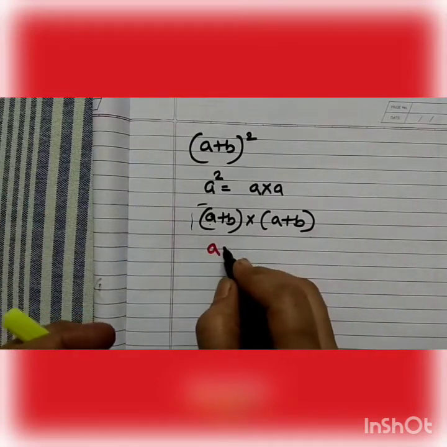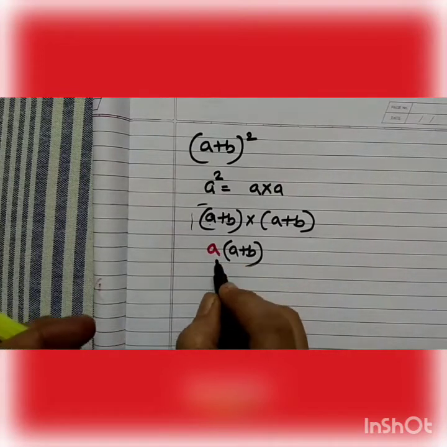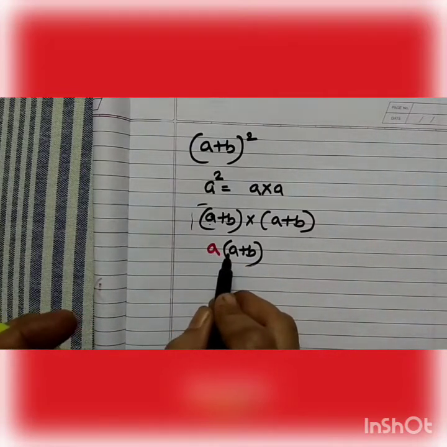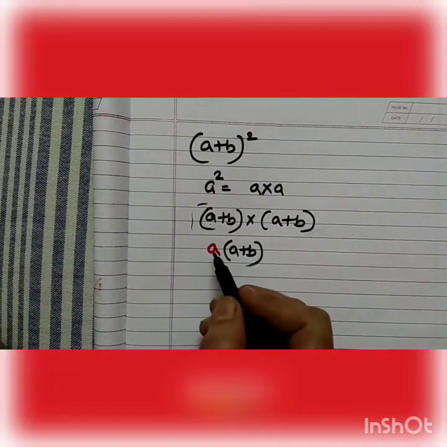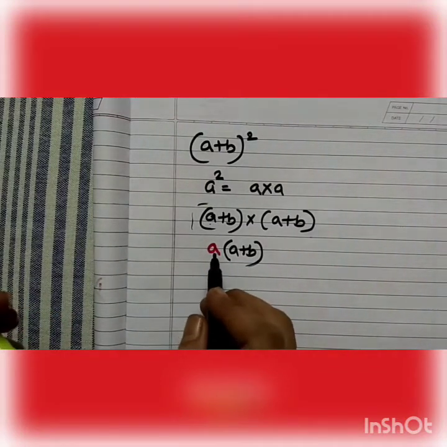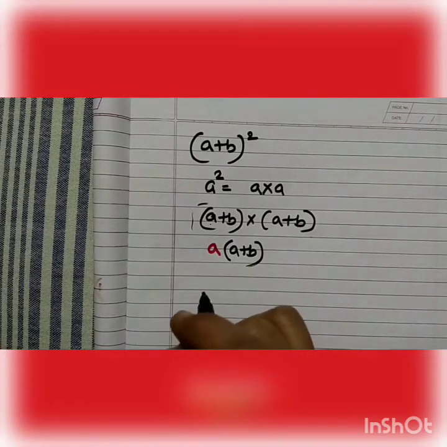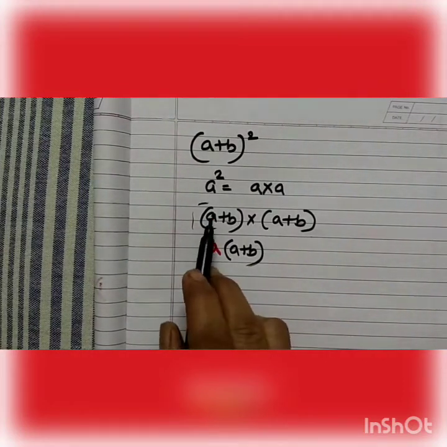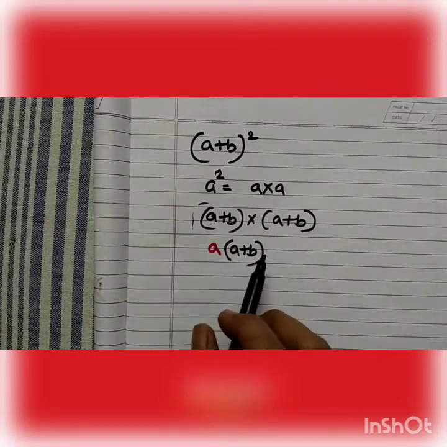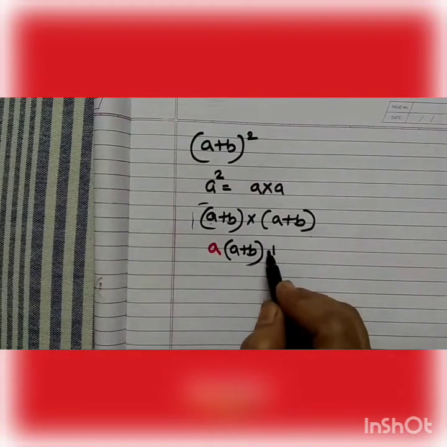So I'll write a. See, in between this alphabet and bracket there is a multiplication sign, but we don't need to put that sign because it is understood that if there is no sign given in between, it means multiplication. If it is a plus or minus, we have to specifically write down the sign. When there is no sign, it means multiplication. So this a I have multiplied to this a plus b. Now what is the sign over here? Plus. I'll put that sign plus.